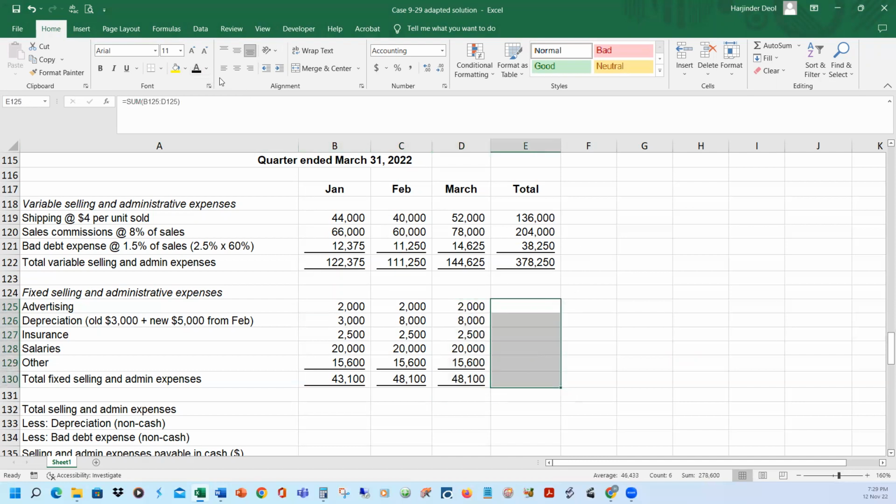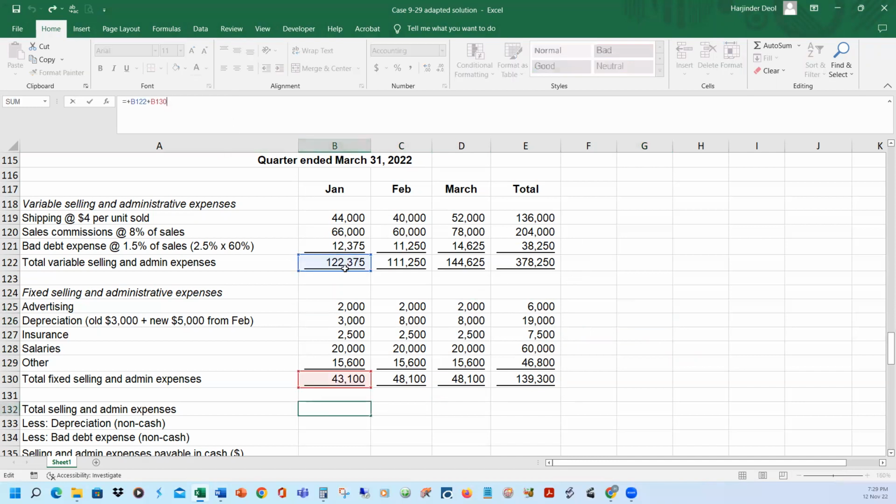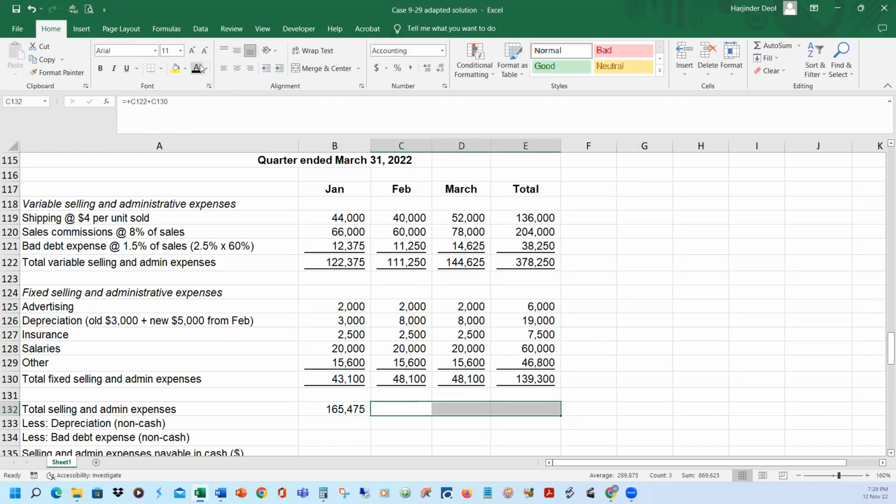We can add up horizontally to get the total fixed selling and admin expenses. The total selling and admin expenses is just the sum of the variable and the fixed selling and admin expenses. So month of January, that total is 164,475, and you can get the amounts for February and March.